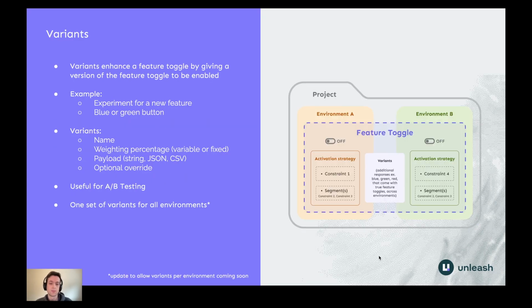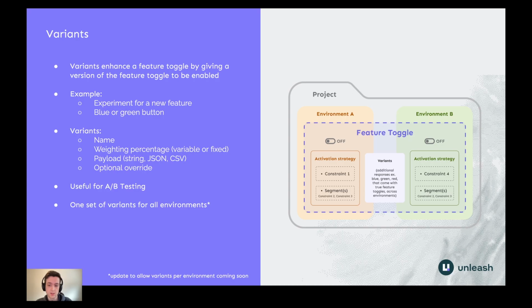Variants. So variants are an additional payload that you can pass back as part of the feature toggle. So instead of just responding back enabled or disabled, you can also pass back some sort of payload. That can be a string, a JSON, or a CSV, and with some sort of optional override. So you can force people into a certain category, or they can be randomly assigned through different variants, right? So this is very useful for A/B testing.